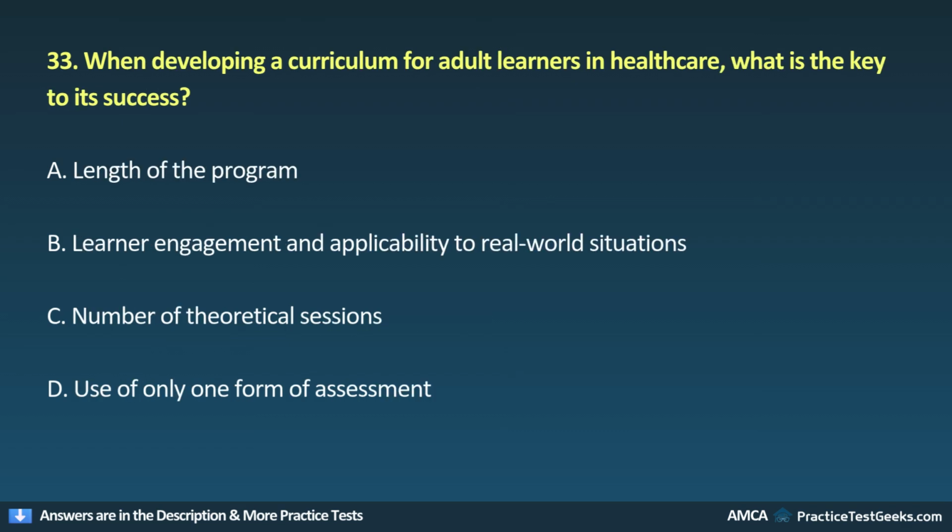33. When developing a curriculum for adult learners in healthcare, what is the key to its success? A. Length of the program. B. Learner engagement and applicability to real-world situations. C. Number of theoretical sessions. D. Use of only one form of assessment.